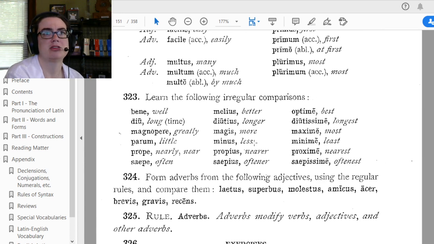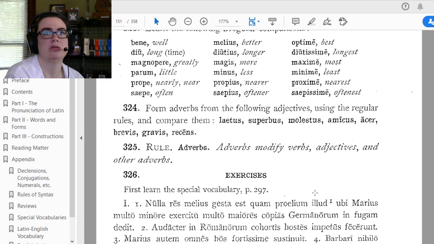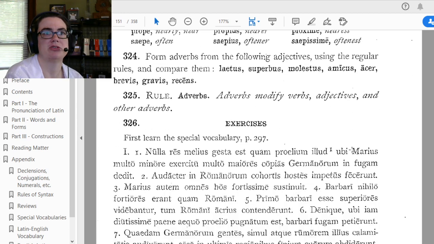So here's some irregular comparisons. Thankfully, other than the positive degree, they're fairly regular in as much as they follow this: this is the accusative comparison used as the adverb. This is the superlative used with a long E to be the superlative adverb. But since the adjectives are irregular, they have irregular adverb forms. Adverbs modify verbs, adjectives, and other adverbs.